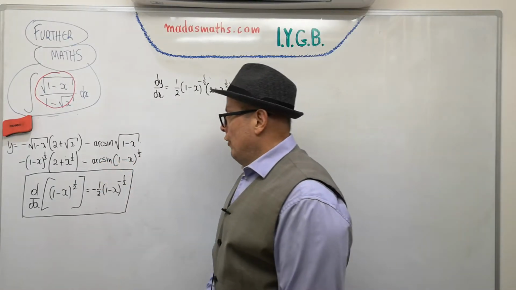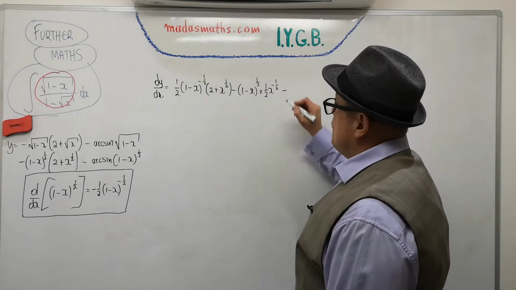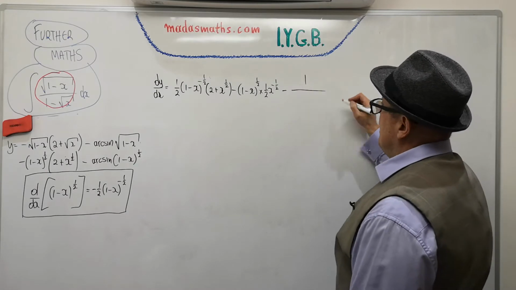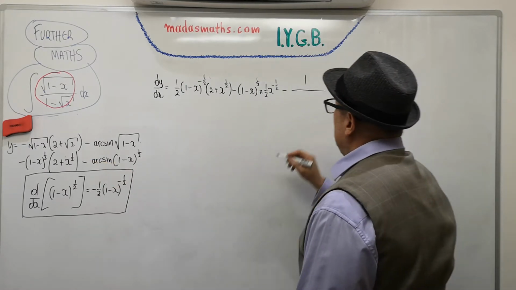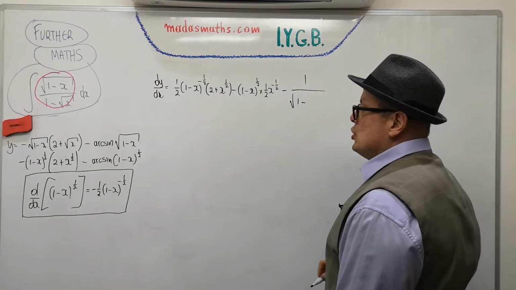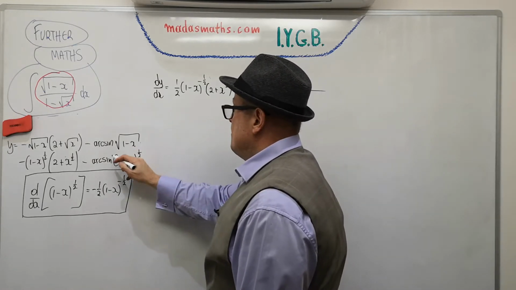And now I have to deal with the arc sine. Arc sine differentiates to 1 over, the minus of course is because it's there, the square root of 1 minus the square of its argument. So that bit squared.